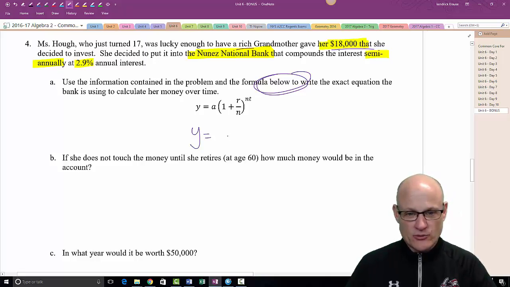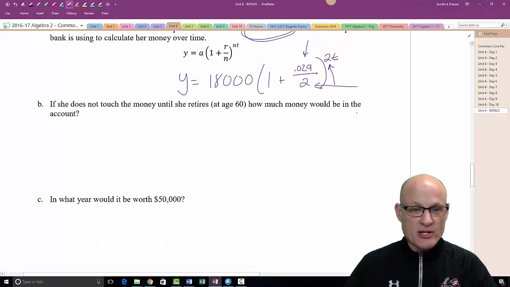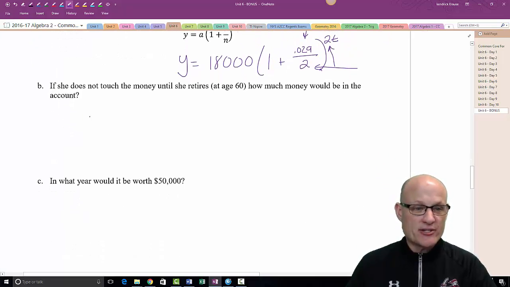So we're going to do y equals 18,000 times 1 plus 0.029, and we're doing this semi-annually. So it's compounding semi-annually, 2, to the 2t. That's it. That's all she wrote. 18,000, interest rate, compounding semi-annually. That's 2, and the 2 goes in both these places. All right. So how much money will she have if she doesn't touch it when she retires at age 60?